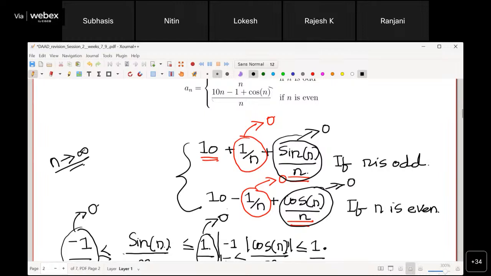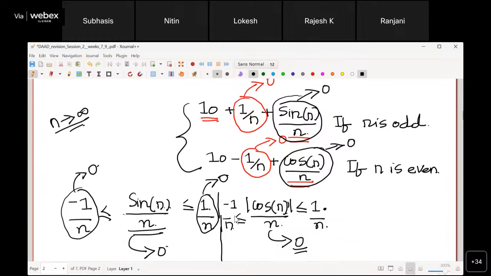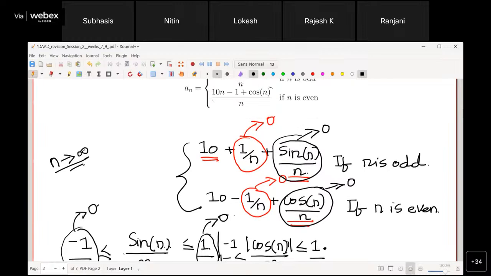So now can you tell me the final answer? What will be the limit of this sequence? 10, right? This part is going towards 0, and this part is going towards 0. Then you have only this part, so this part will go towards 10. So finally, if you add all these things, the whole thing will go towards 10, right?